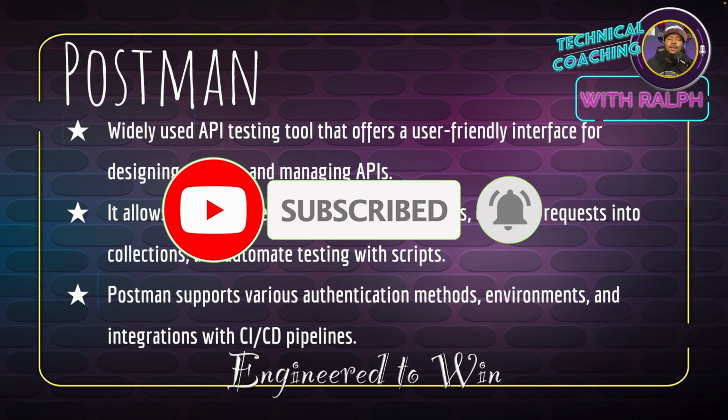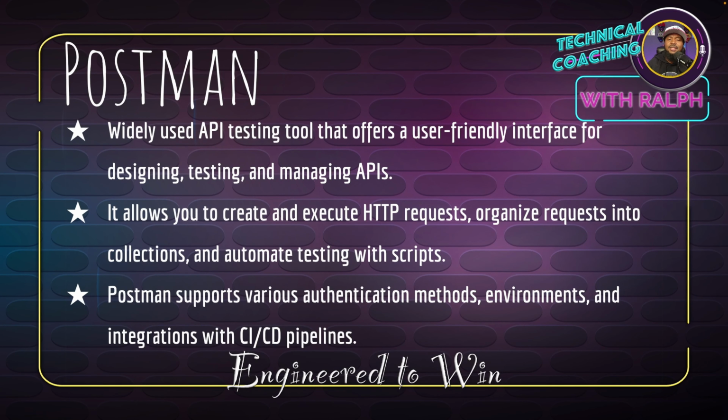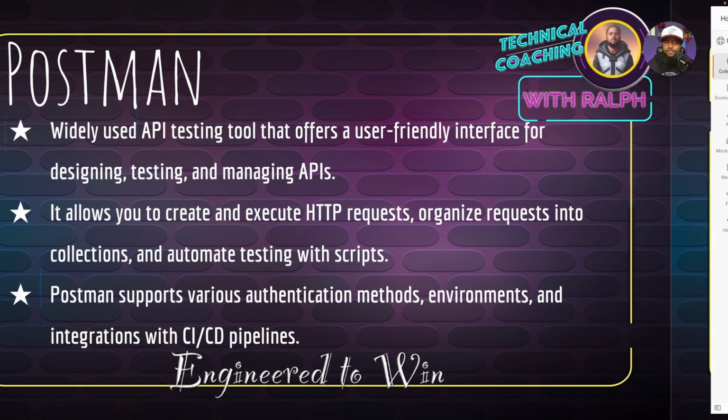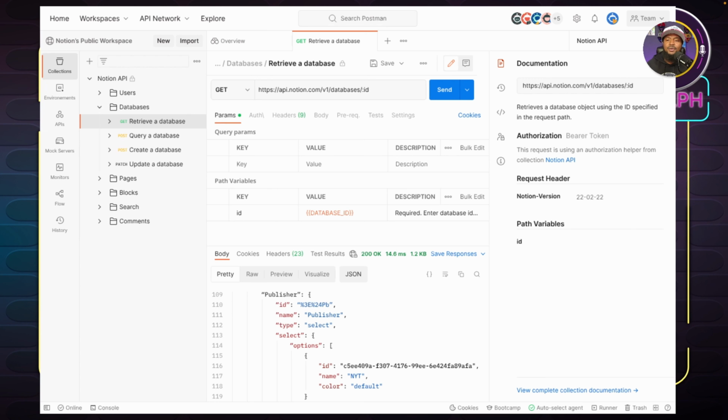So let's talk about Postman. Postman is a widely used API testing tool that offers a user-friendly interface for designing, testing, and managing APIs. It allows you to create and execute HTTP requests, organize requests into collections or folders, and automate testing with scripts. Postman supports various authentication methods, environments, and integration with CI/CD pipelines. And this is an example of how Postman looks. And you saw this pretty much before when we used Postman.